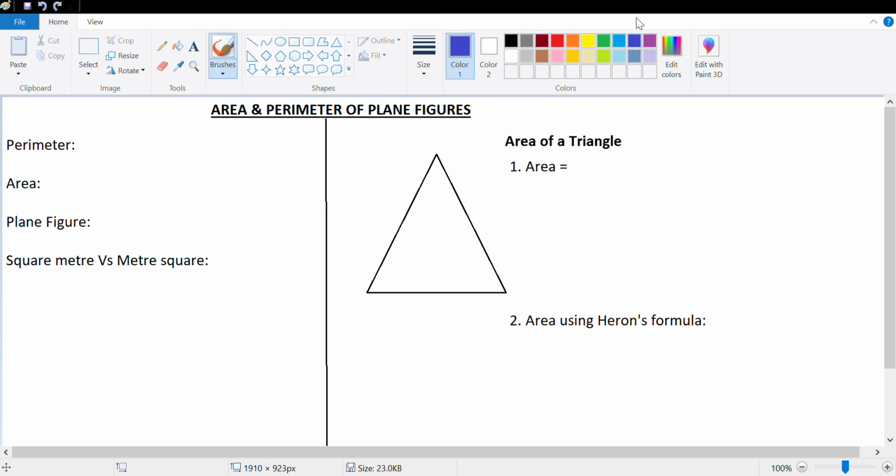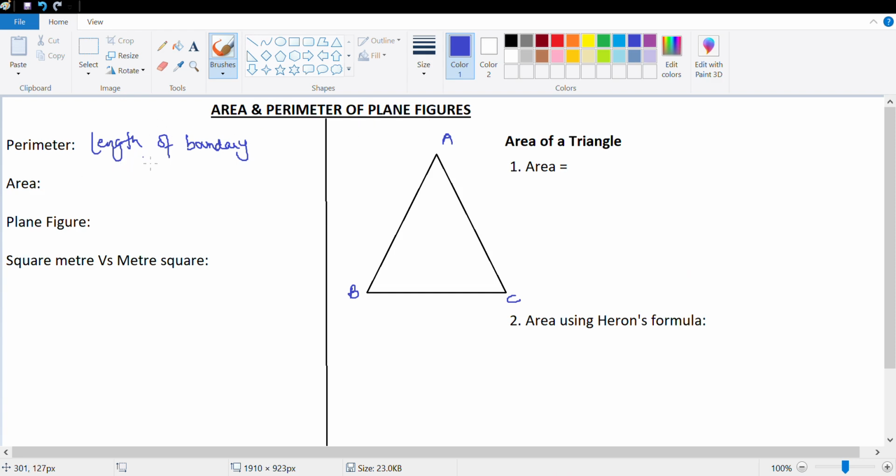Perimeter is basically the length of the boundary. We already know about this; we've been doing perimeter since class 6 maybe or maybe 5. So it is the length of the boundary of the given figure. In this case, the triangle ABC, the length of AB plus BC plus AC gives me the perimeter. This will be the same case for any such figure, whether it's 3-sided, 4-sided, or 5-sided, it does not matter.